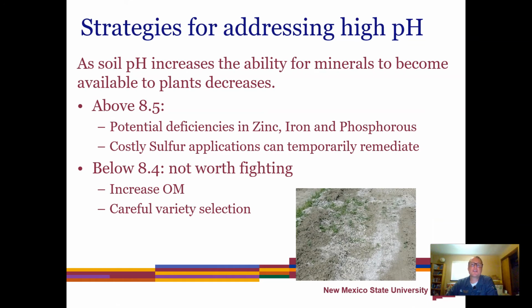There are some strategies for addressing high pH. If it gets too high, it can actually prevent plants from absorbing certain minerals. Above 8.5, you probably want to work on amending the soil. Potential deficiencies in zinc, iron, and phosphorus can occur. You could use costly sulfur applications that temporarily remediate, but you should look more at the source of the problem and what's causing the high pH. Below 8.4, it's not really worth fighting here in New Mexico. Just increase your organic material or organic matter and select what plants will grow well in those high pH soils.